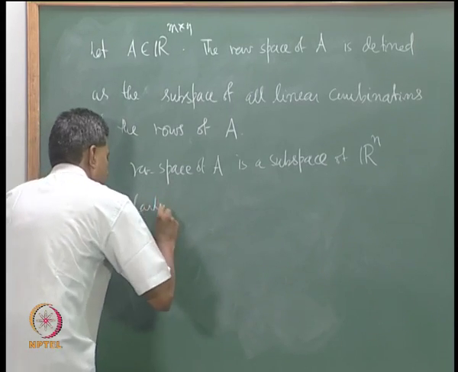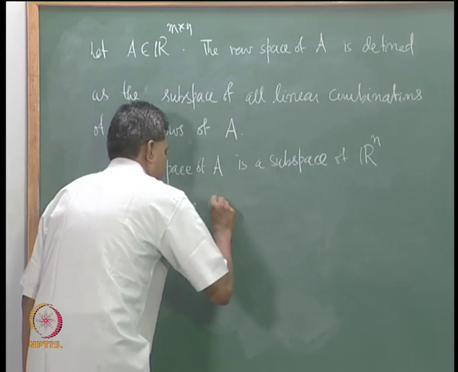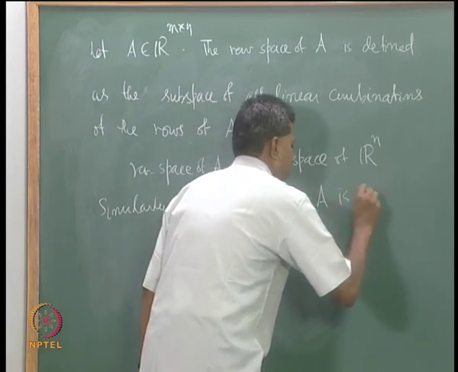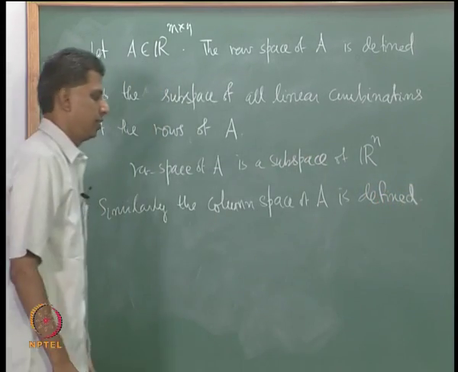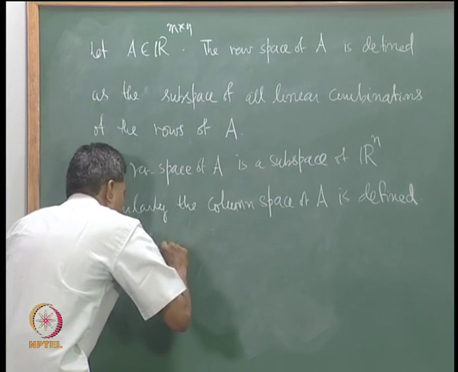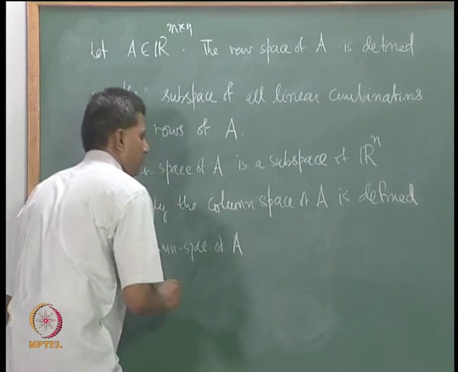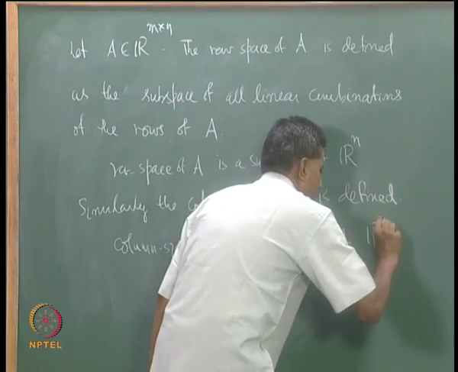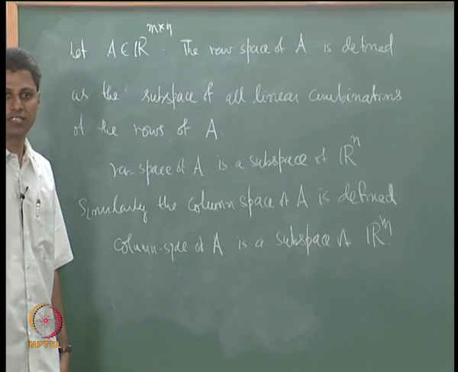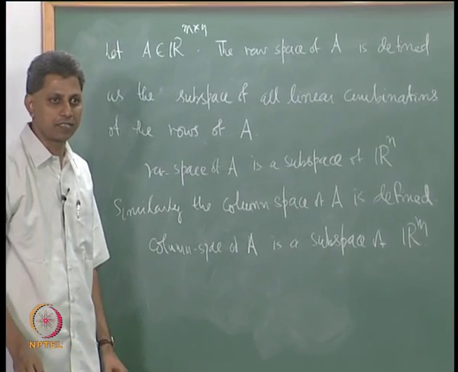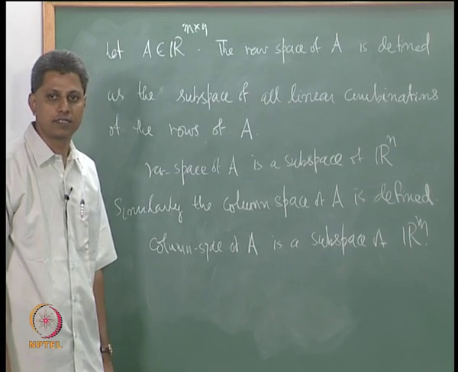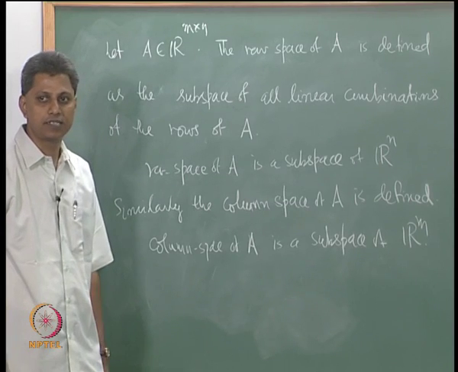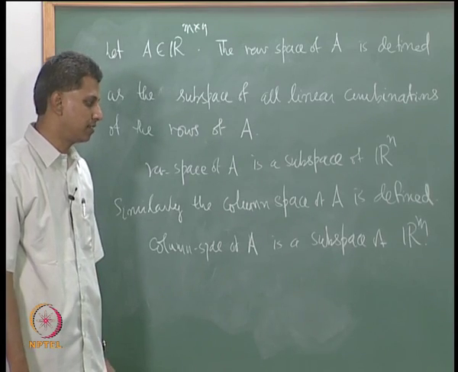So let me just say similarly. The column space of A is defined, and what I want to say is that the column space of A is a subspace of Rm. Okay, so these two are subspaces of different vector spaces, but they have a number that is the same. There is a unique number associated with these two subspaces. That number is the same for these two. We'll see that in a little while.